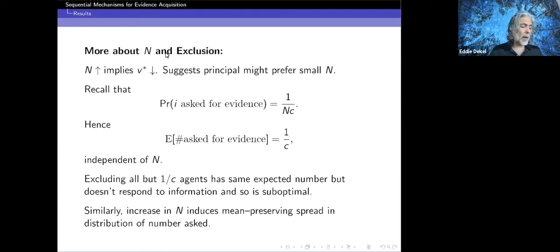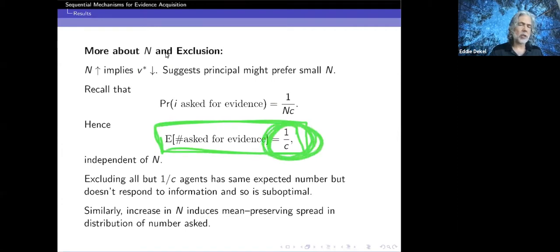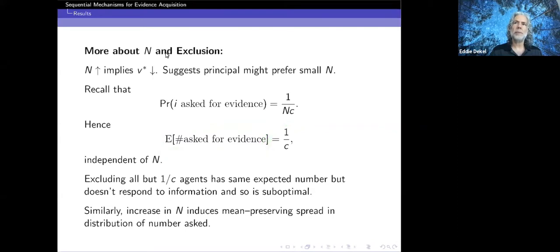Well, what's the probability you ask an agent for evidence? 1 over NC. So what's the expected number of people you ask for evidence? It doesn't depend on the number of agents. This is constant in our class of optimal mechanisms. What we're doing by enlarging n, it's true we're lowering the threshold, but we're getting that mean preserving spread. We're conditioning our ask by lowering the threshold. What we're achieving in having more agents is we're asking more agents when it's worthwhile to do so, and asking fewer agents when we don't want to do so.